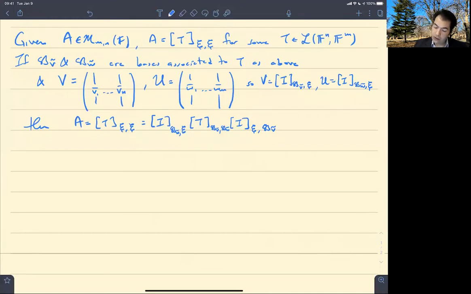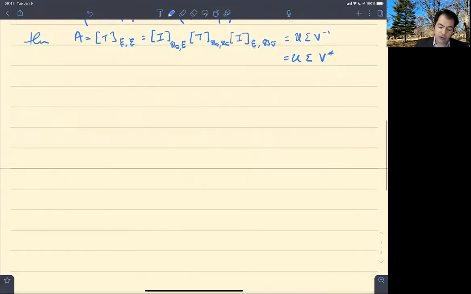All right, so this would be U sigma V inverse, right? But because V has columns given by an orthonormal basis, it's really easy to find the inverse of V. It's just V star. Okay, great. So this is just a translation of our theorem from last time to a theorem for matrices, but let's go ahead and write it down as a theorem.